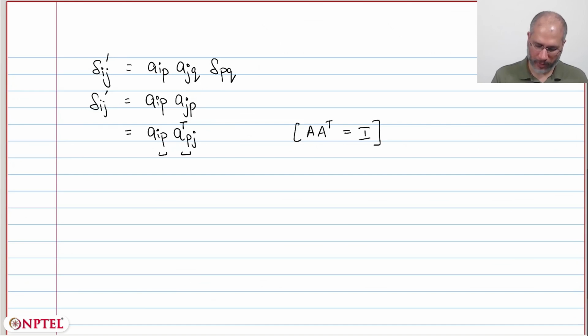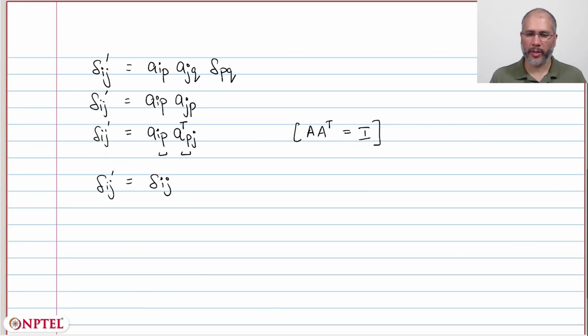So we can apply this, and this becomes delta ij. Identity is delta ij. So what we have shown is that delta ij prime is delta ij. That is, the components in the transformed coordinate system are exactly the same as what we started with, that is Kronecker delta.